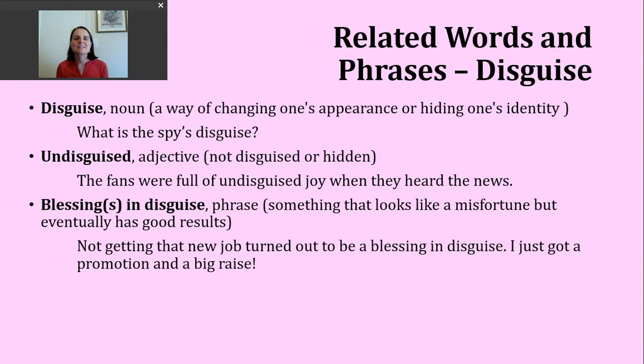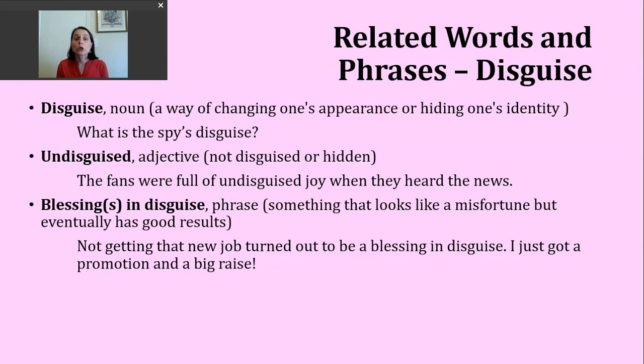Now let's look at some words and phrases that are related to our verb of the day, disguise. And the first word we're going to look at has the exact same spelling and the exact same pronunciation as our verb. It's just the noun form. So the noun disguise can mean a way of changing one's appearance or a way of hiding one's identity. So an example of this, what is the spy's disguise? Right? So here we're asking, is it makeup? Is it clothing? Is it a mask? Is it something else that leads to their identity being hidden?